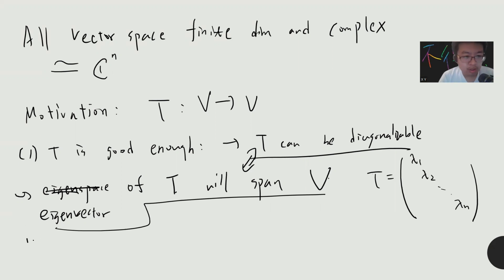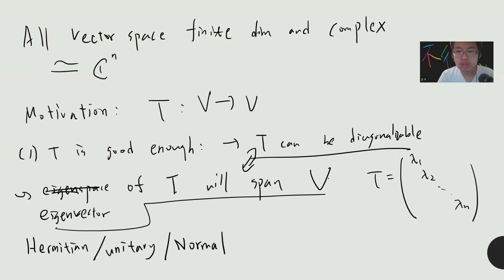For example, if your matrix is Hermitian, or unitary, or normal, these are very good: you can diagonalize such matrices.